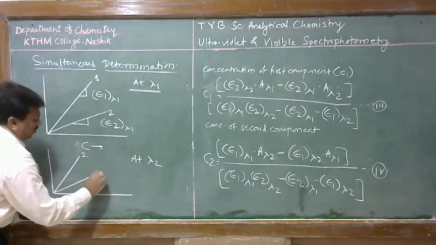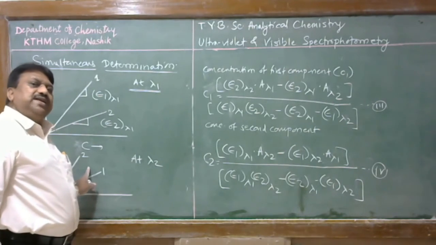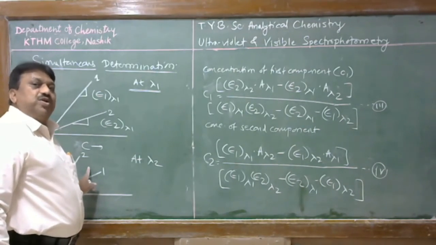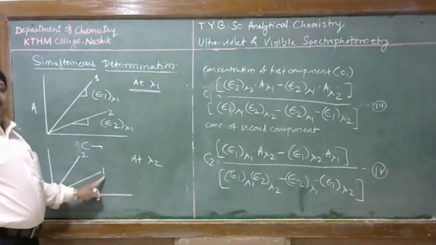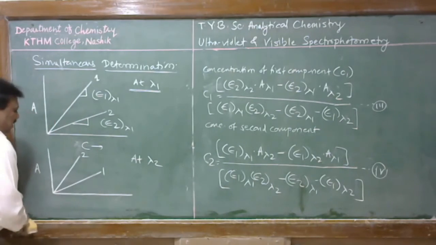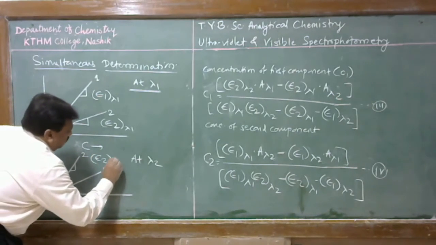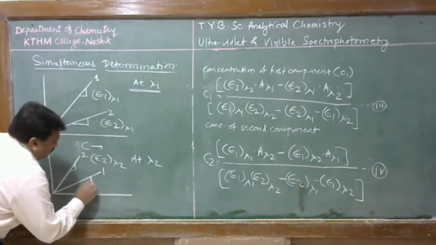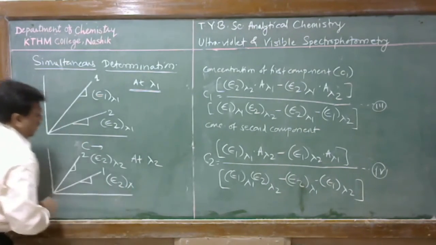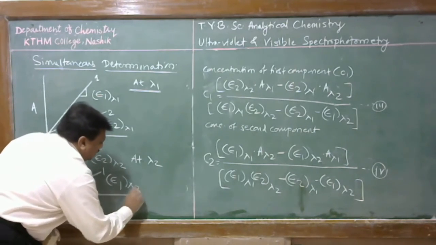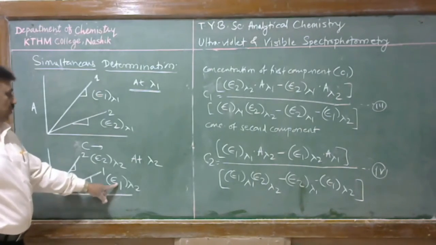This is for the second component, this is for the first component. This is because each component absorbs maximum at its own wavelength. Therefore, at lambda 2, the second component shows maximum absorbance and the other component shows minimum absorbance. In this case, this slope is equal to epsilon 2 at lambda 2, and this slope is equal to, sorry, epsilon 1 at lambda 2. That is the absorbance of the first component at the wavelength of the other.